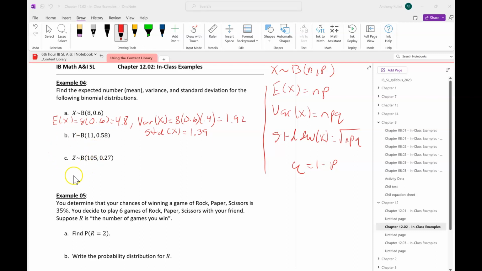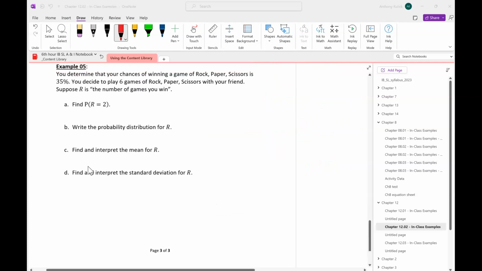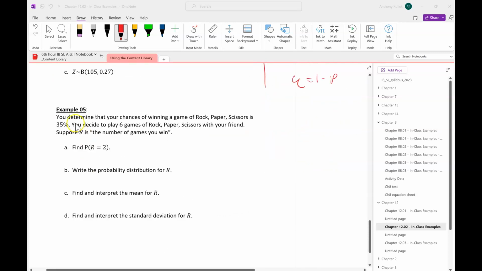Let's actually skip these next two. It's like the same thing over and over again. Everybody's okay with that? Just plugging stuff into a formula, just so we can finish this here.